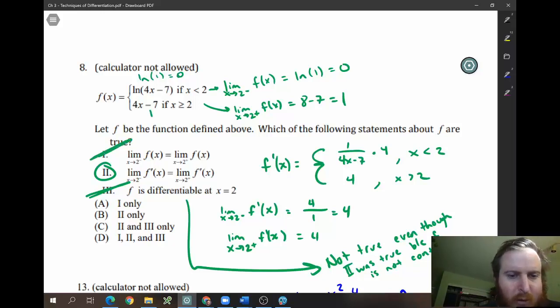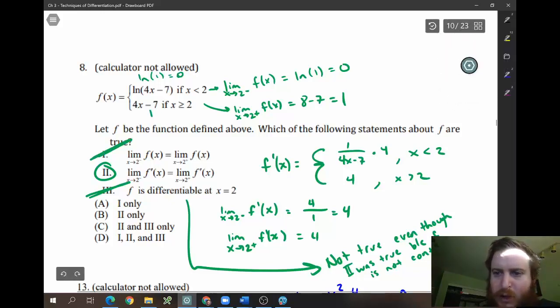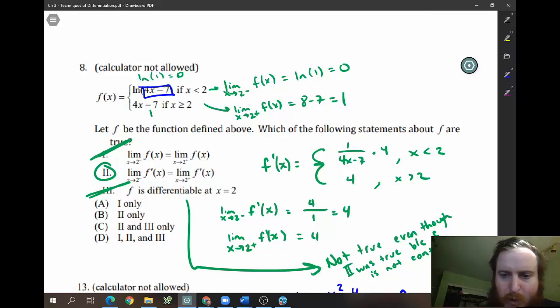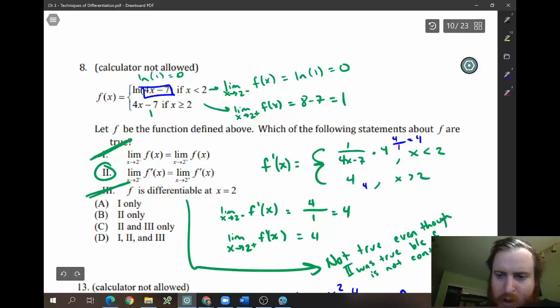Then for number 2, I would have just plugged them into the derivatives. So let me use another color. So here's our derivative. The derivative here is chain rule. 1 over 4x minus 7 times 4, and the derivative of 4x minus 7 is just 4. So again, I'm going to plug in 2. So this is basically going to be 4 over 8 minus 7, which is 1, or 1 times 4 is 4. So we get 4. And then if I plug in 2 here, I get 4. These are equal, right?